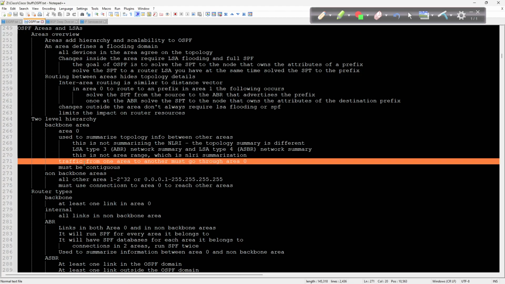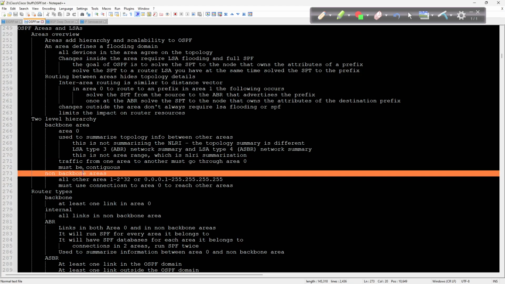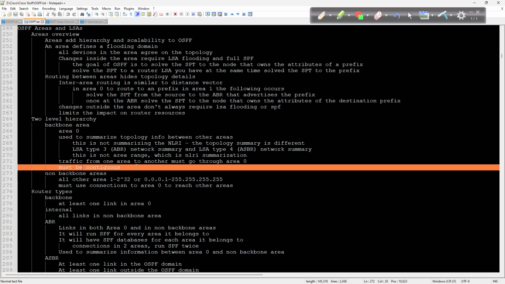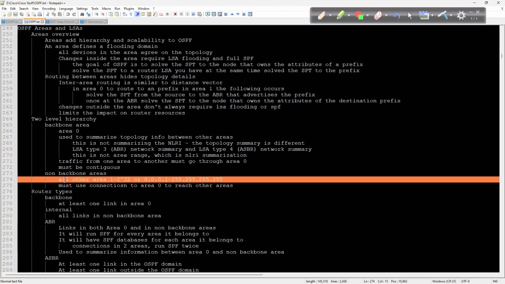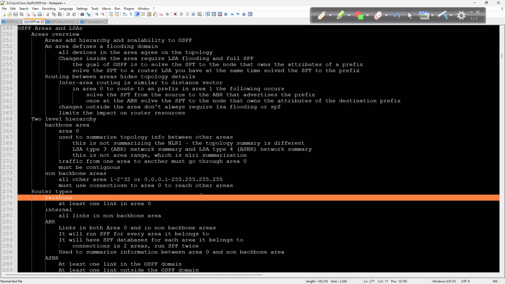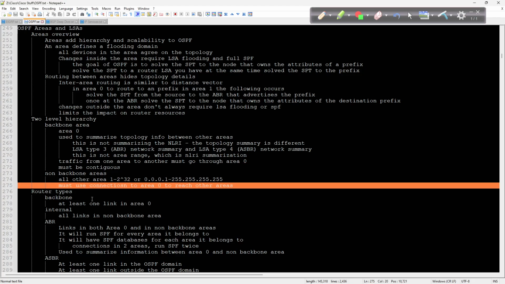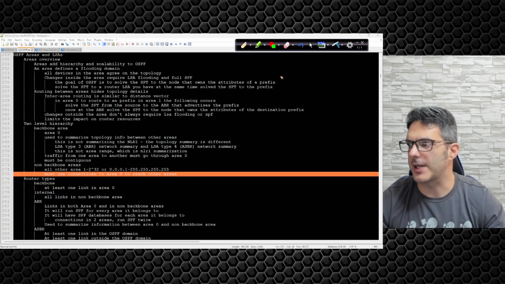Traffic from one area to another must go through area 0, and it must be contiguous. So the idea here is this. Actually, let me finish up non-backbone areas. All other areas, area 1 through 2 to the 32nd, or area 1 through area 255.255.255.255, must connect to area 0. So they must use connections to area 0 to reach other areas. This looks something like this.